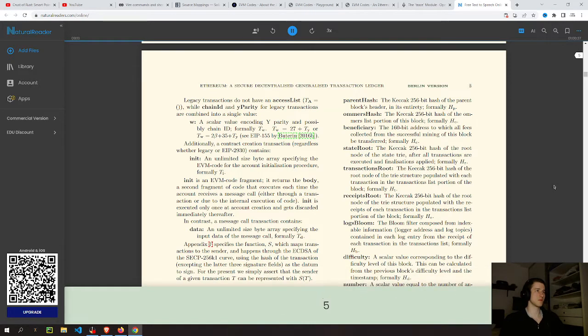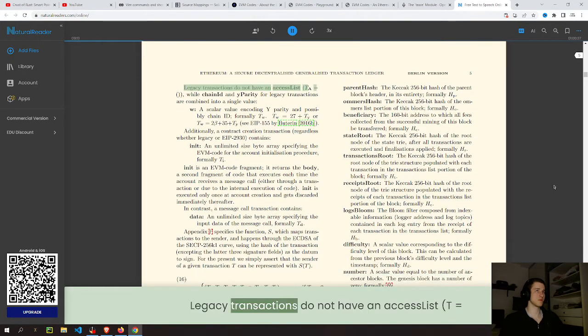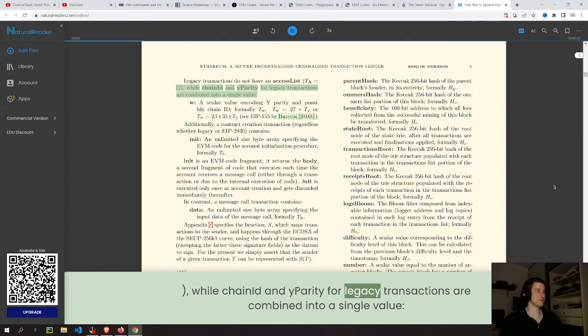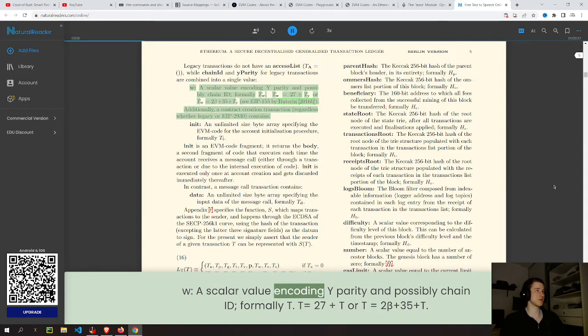5. Legacy transactions do not have an access list, T_A equals (), while chain ID and Y parity for legacy transactions are combined into a single value. W, a scalar value encoding Y parity and possibly chain ID, formally T_w equals 27 plus T_y, or T_w equals 2 beta plus 35 plus T_y.